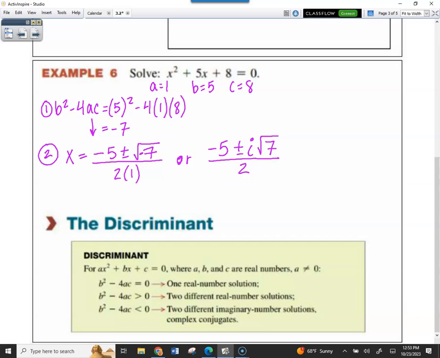Now remember, I think it was Thursday, we talked about how in MyMathLab they're going to want you to separate it and put the i after the second fraction. So be ready for that. So in MyMathLab, it would look like this: negative 5 over 2 plus or minus square root 7 over 2, and then the i after. Is there a plus or minus on that?